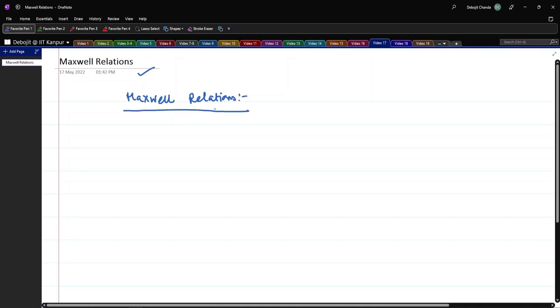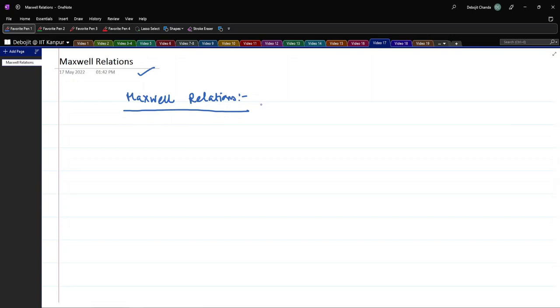So what are Maxwell relations? These are some equations equating the derivatives of thermodynamic variables, and this can be obtained by the symmetry of second order partial derivatives and from the definition of thermodynamic potentials. The thermodynamic potentials we have learned in the previous video. So just let me give one example of the Maxwell relation, and then we'll easily understand what I'm talking about.